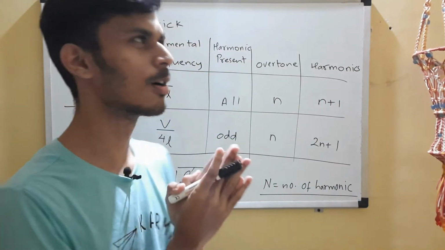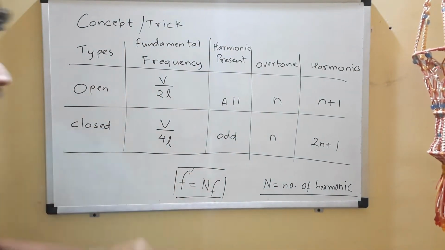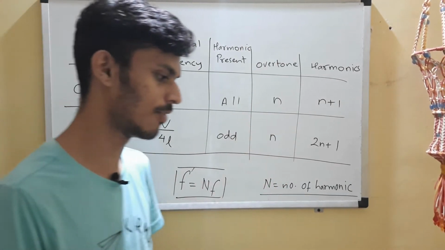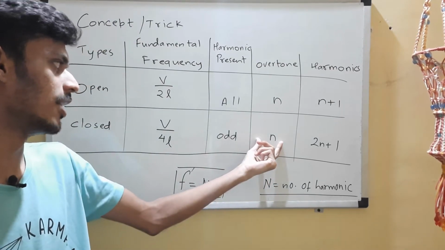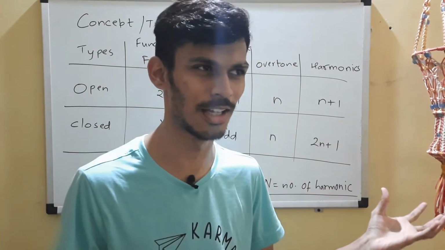Now coming to a closed organ pipe. Now it is a little bit tricky, as you can see. If we have the nth overtone, in a general way, first, second, third, any number, in general n, then the nth overtone means the 2n plus 1 harmonic.